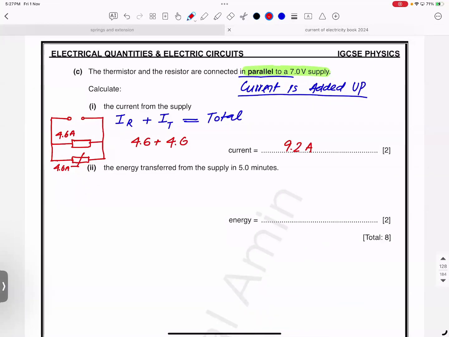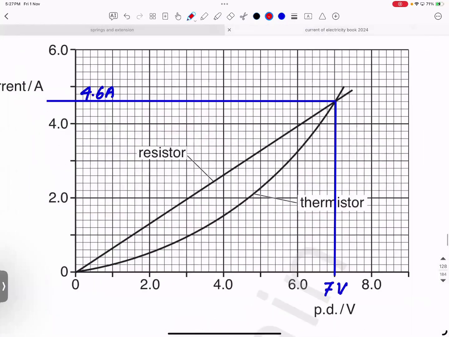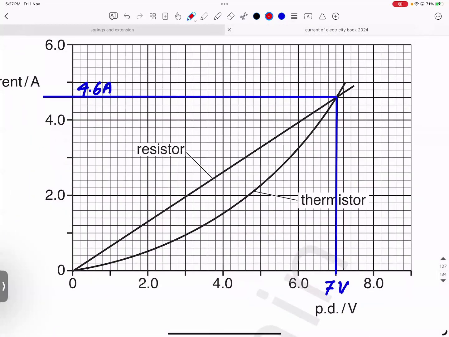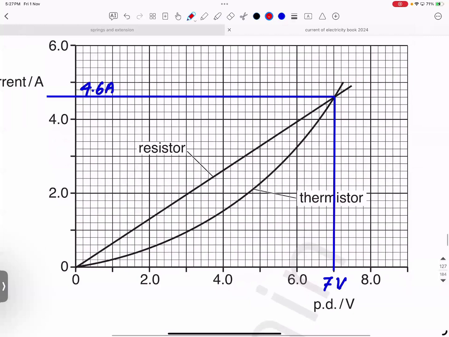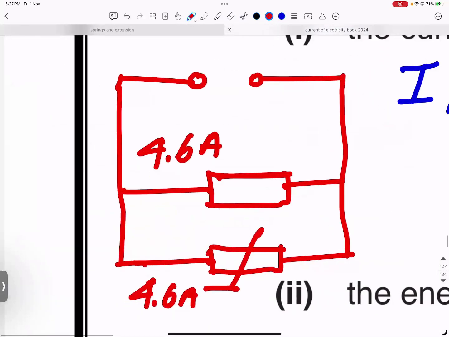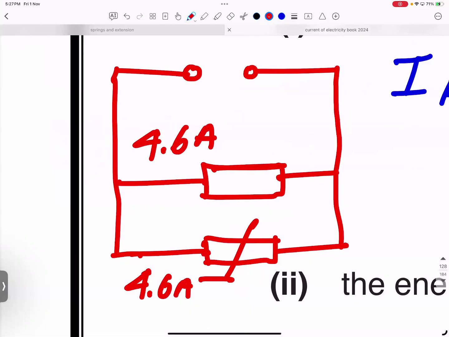Make sense? They are in parallel. And when we went to the graph, each of them had 4.6 at 7 volt. The current in both is 4.6. So they are in parallel. Now look at this diagram. 4.6 for thermistor, 4.6 for resistor. If you add them, they will give you the total current by the supply.